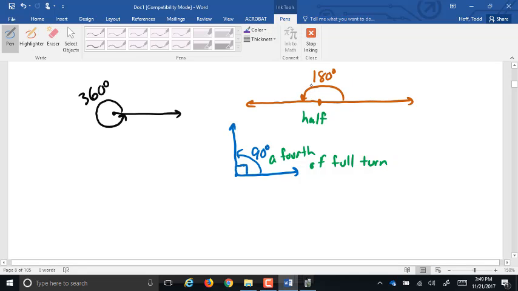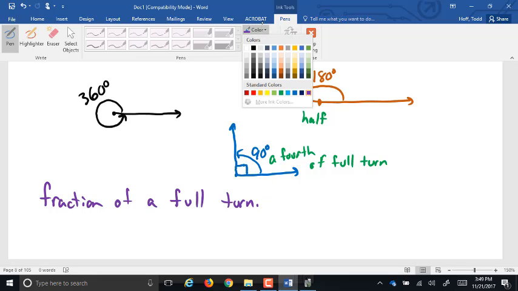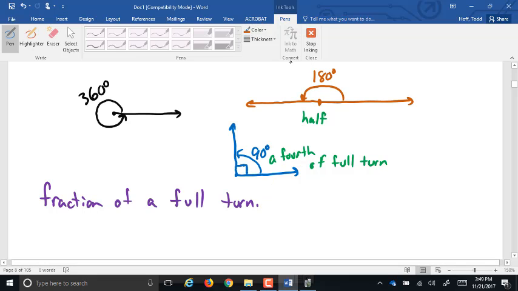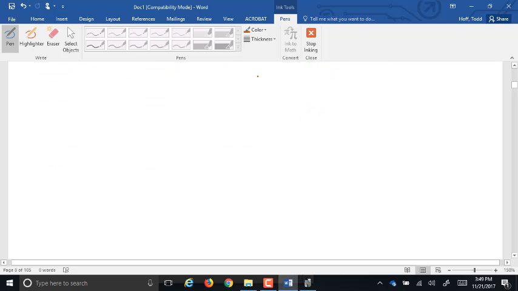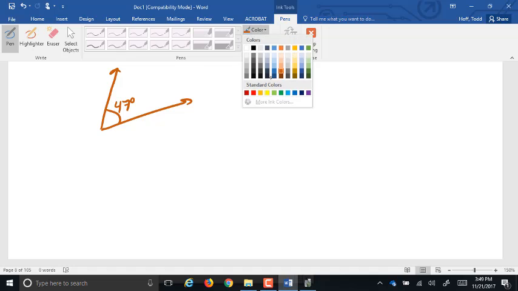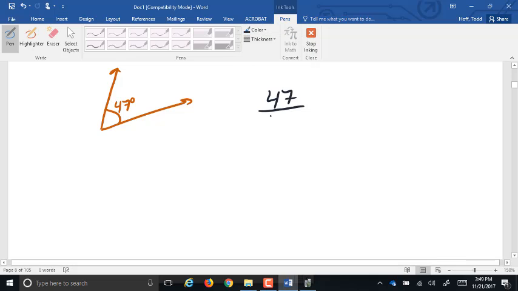And so what we've done is we've started to define angles as a fraction of a full turn. So if I construct an angle and tell you that that angle is 47 degrees, what that is saying is that angle is 47 60ths of a full turn.